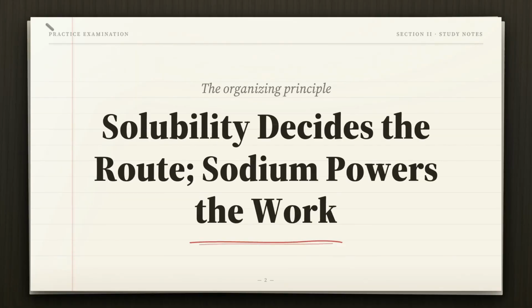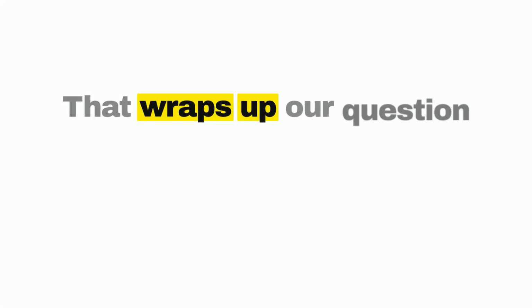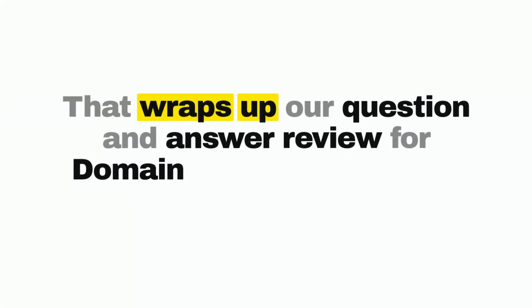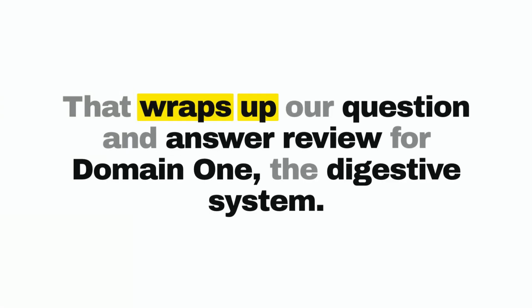Water-soluble nutrients travel to the blood and then the liver, while fat-soluble products travel to the lymph and then general circulation. Apply those two rules and nearly every absorption question resolves itself. That wraps up our question and answer review for Domain 1, the digestive system.